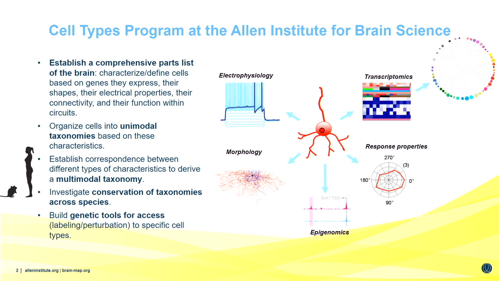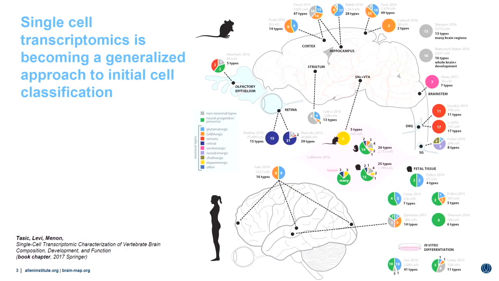And we would also like to build genetic tools for access to these types in order to really functionally investigate these types and their particular role in specific, let's say, behaviors. We need a way to very specifically perturb them. So we are actually pursuing building genetic tools both for mice and primates.